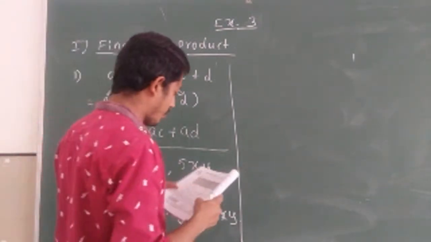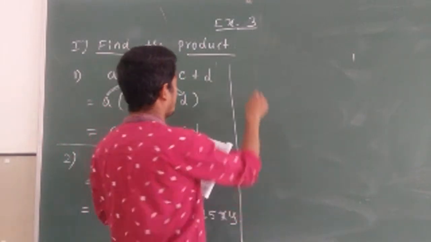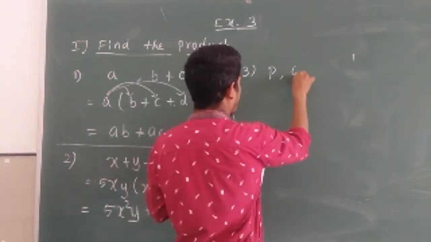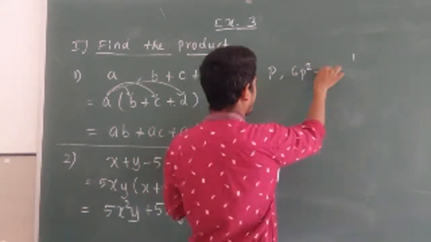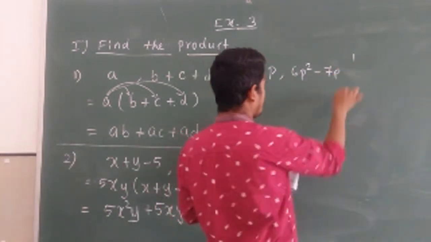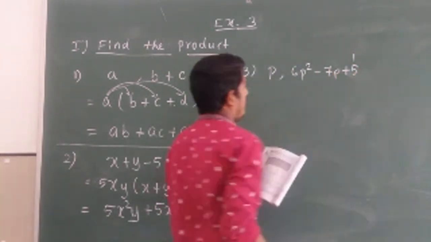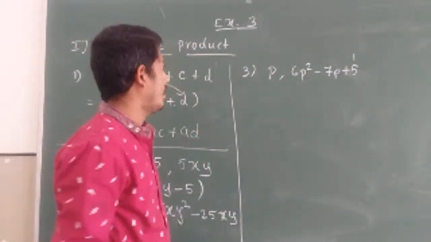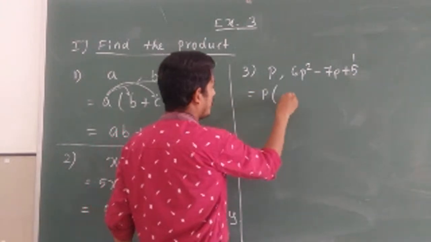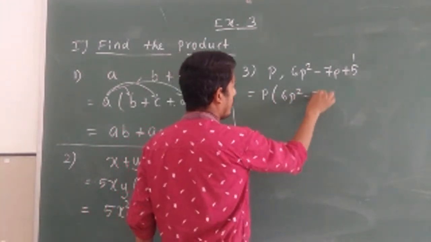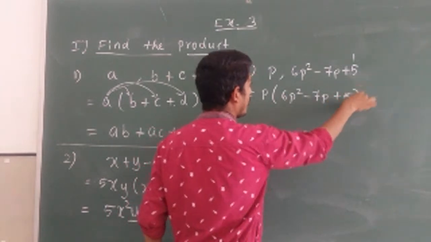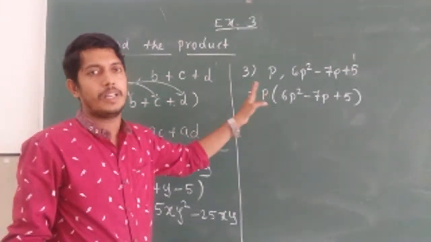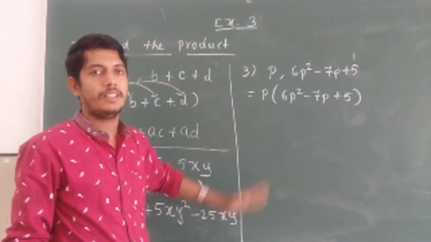The next problem I solve, that is p into, and the second term is 6p square minus 7p plus 5. So again same step, p into 6p square minus 7p plus 5. You have no need to put a multiplication sign, because when a bracket comes it is understood that it is multiplication. That means we have to multiply the terms.